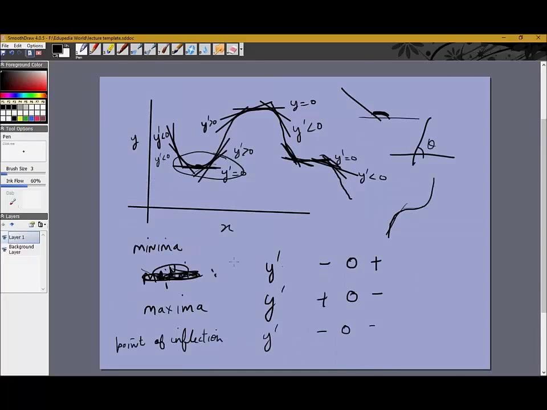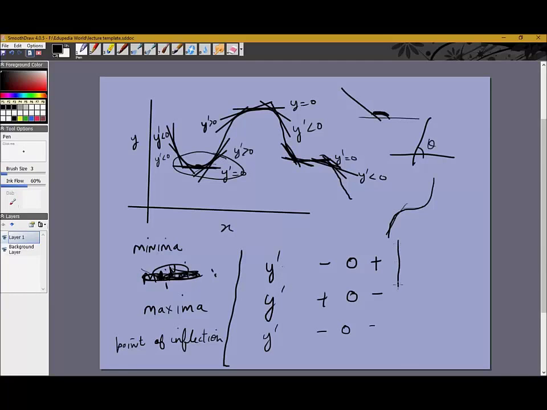So these are the three definitions of maxima and minima and point of inflection, and these are how we can actually differentiate between them. If the derivative goes from negative to 0 to positive, it is called a minima. If the derivative goes from positive to 0 to negative, it is called a maxima. And if the derivative does not change sign, it is either negative both before and afterwards, or it is positive both before and afterwards. In that case, it is called the point of inflection.